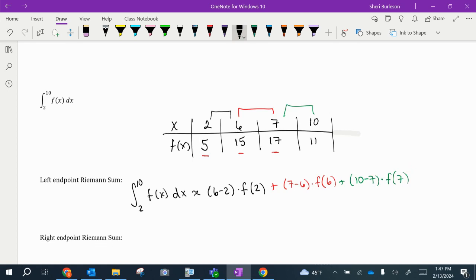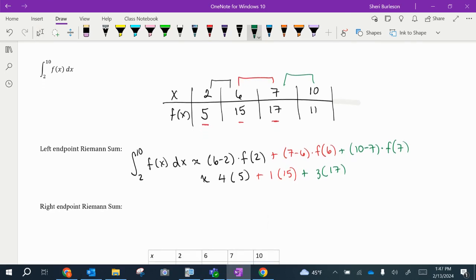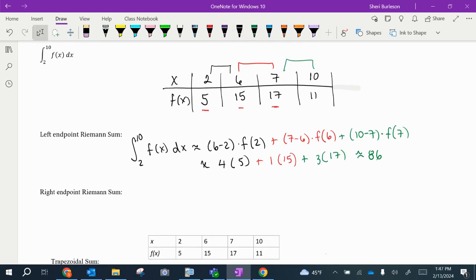So when I do this calculation, I have 4 times f of 2, which was 5. And then here, 7 minus 6 is 1, and f of 6 is 15. And then in this calculation, 10 minus 7 is 3, and f of 7 is 17, which gets me approximately 86.